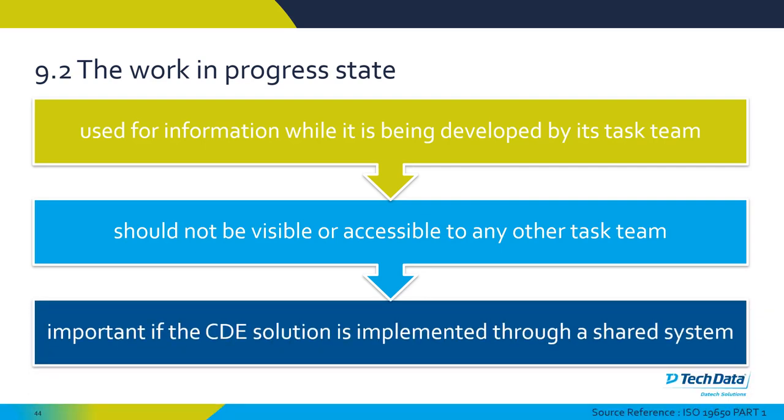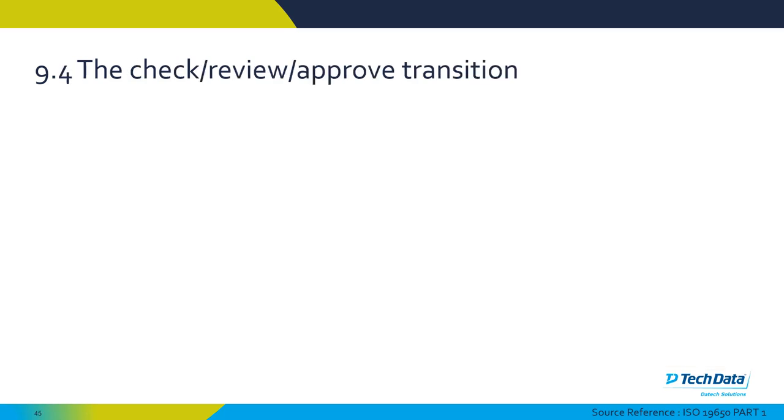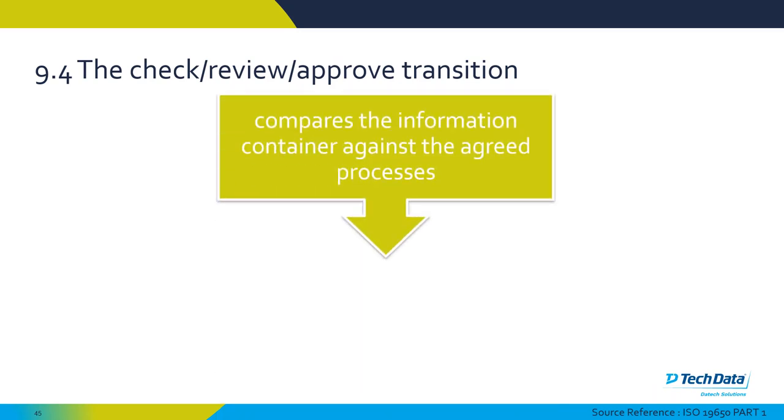And it's important if the common data environment is implemented through a shared system, so that everybody can control access, and that the information is almost just one source of truth, that it's getting moved from the work in progress area to a published or to a shared area to enable better management of that information, and reduce any sort of duplication of information. The check, review, approve, transition of files compares the information file against the agreed processes in your BIM execution plan and in your information delivery plans.